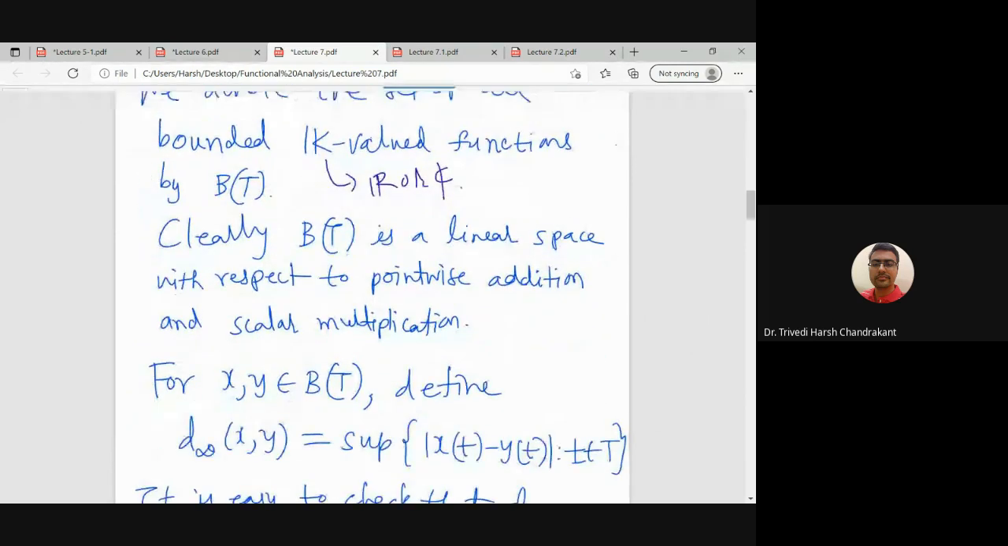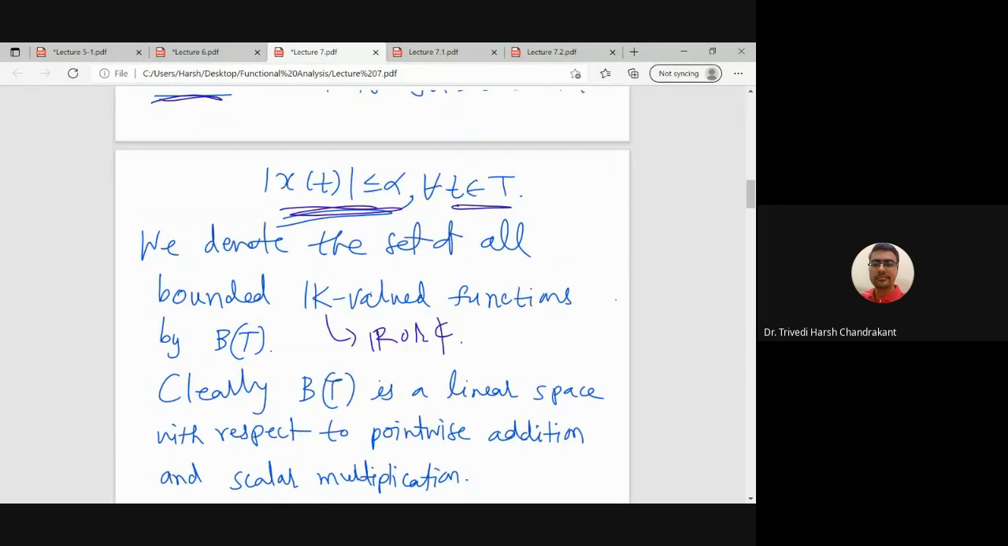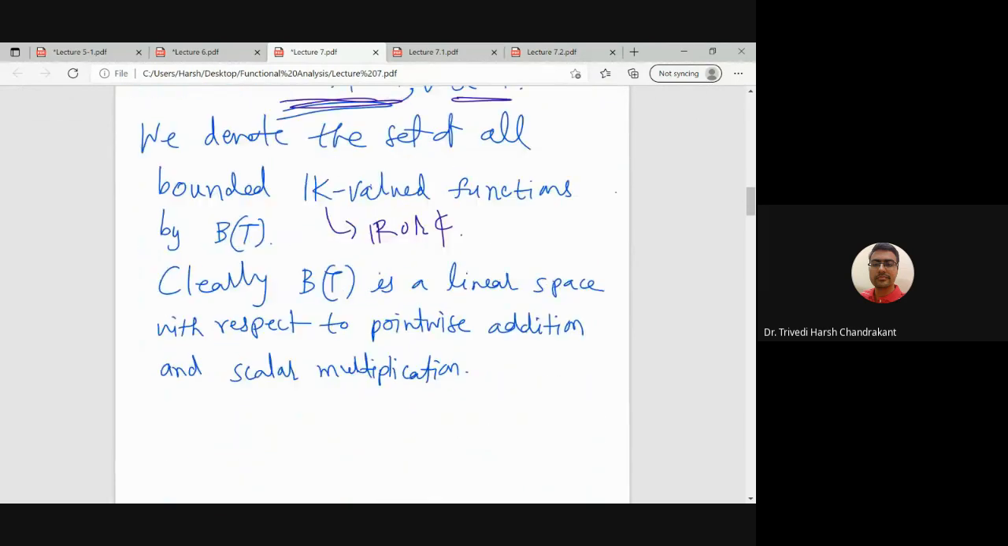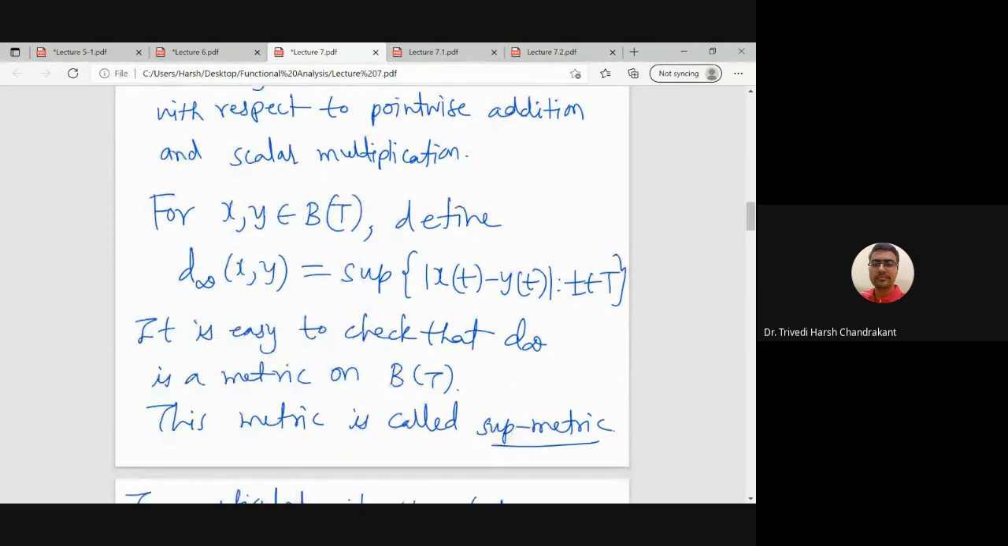So clearly B(T) is a vector space, and we add pointwise. So (x plus y)(t) is x(t) plus y(t), and similarly scalar product we can define, and the metric we are defining is this metric. So clearly this metric satisfies all the properties of the distance. For example, distance of x,y is distance of y,x, because modulus of x(t) minus y(t) is equal to modulus of y(t) minus x(t). So d infinity(x,y) is the same as d infinity(y,x).